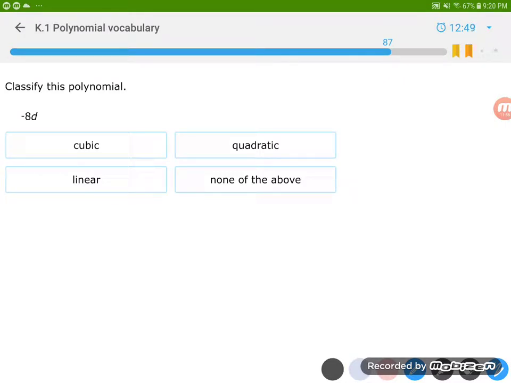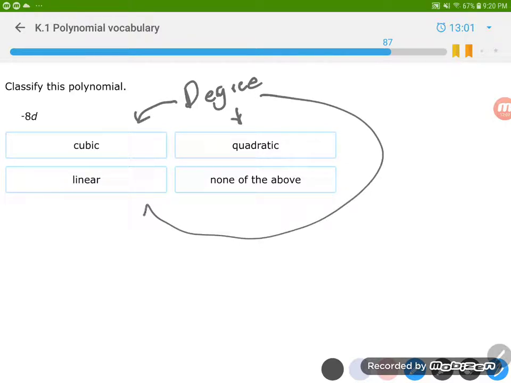Okay, so notice they give me cubic, linear, and quadratic. This is referring to the degree of it. So my question is, what degrees are these? Hopefully by now you should know that linear means degree 1, quadratic means degree 2, and cubic means degree 3. So we're going to look at this. Remember, we don't see the power, but it could be a power of 1, which means this would be linear.